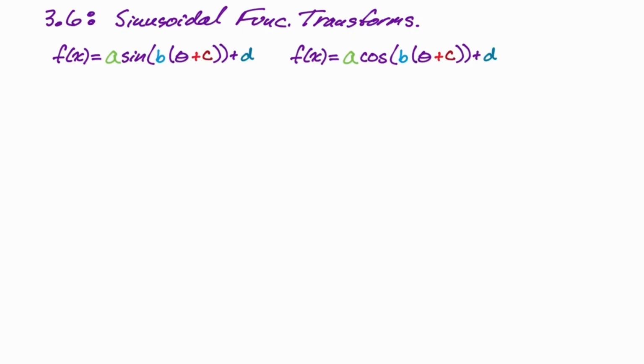Okay, 3.6 is going to be about sinusoidal function transformation. So that's going to look like, sort of in general, f of x is a sine or cosine, b times the quantity theta plus c.